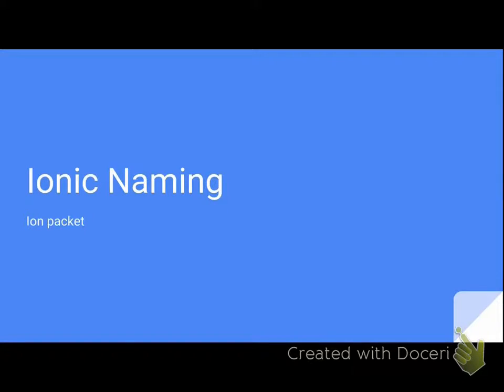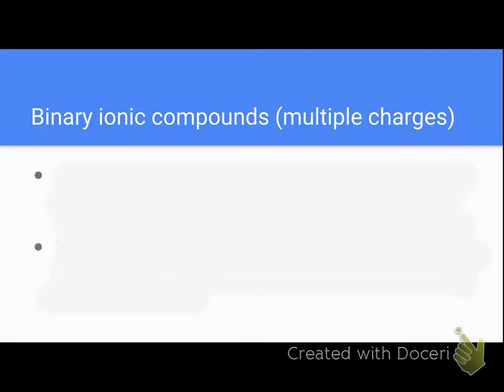This lecture is going to go over ionic naming, so we're just continuing with some more specific types of ionic naming. So you'll want to have out your ion packet, and then you can also have a periodic table out as well. So we're going to be looking at another type of binary ionic compounds.